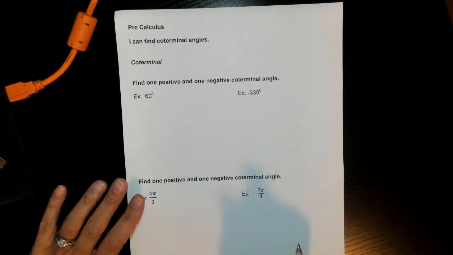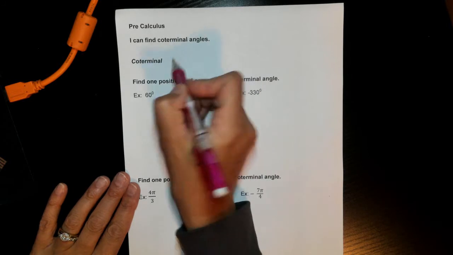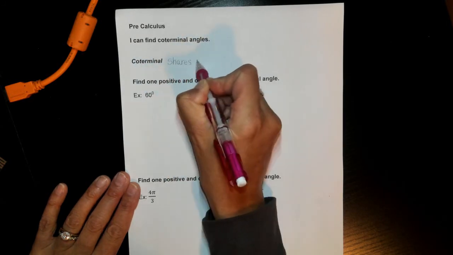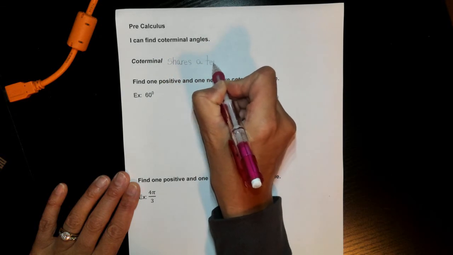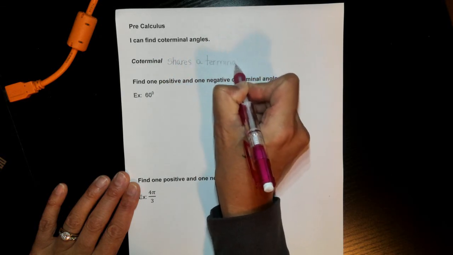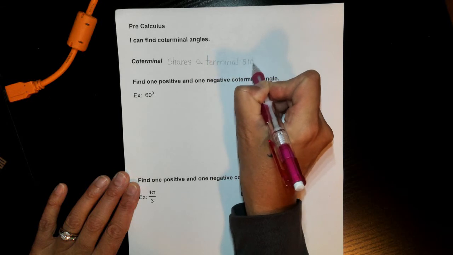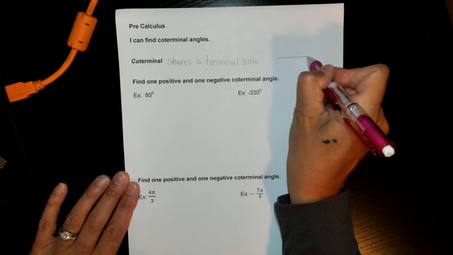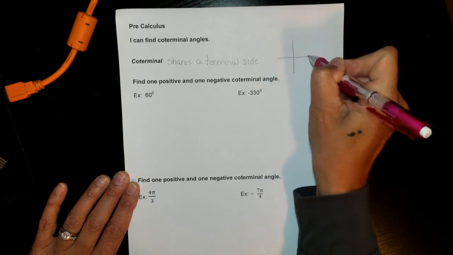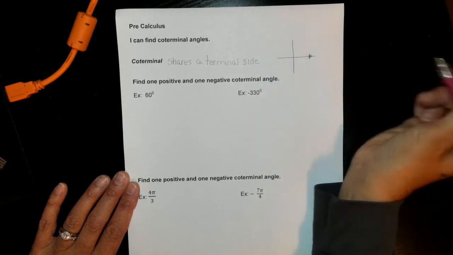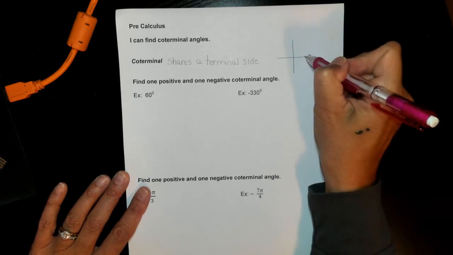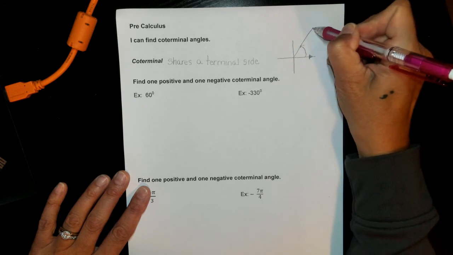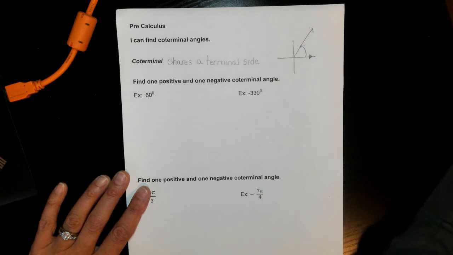Today we're going to talk about coterminal angles. Coterminal means share a terminal side. Recall, when you are graphing an angle, you have an initial side, that's always on the positive x-axis, and then it rotates up or down, and it stops at the terminal side.